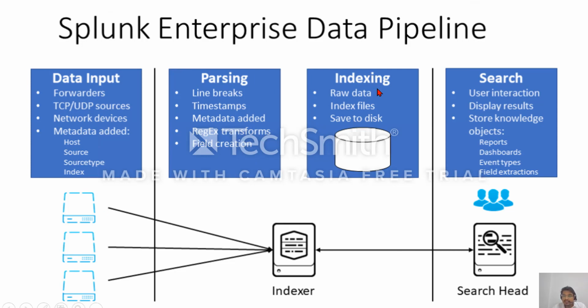And the next one is the indexing. Indexing is kind of storing. It will store the data in a raw data and index file and save it to disk. And at the searching level, you can create user interaction, display results, and store the knowledge objects.